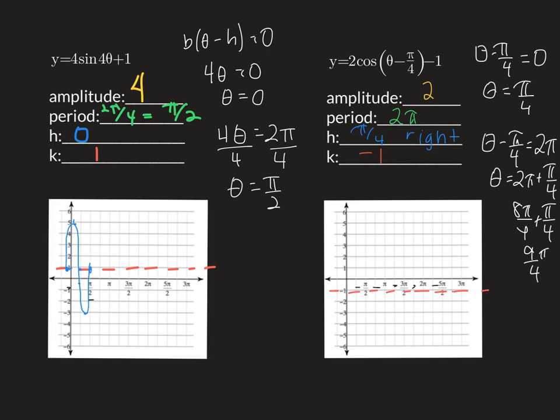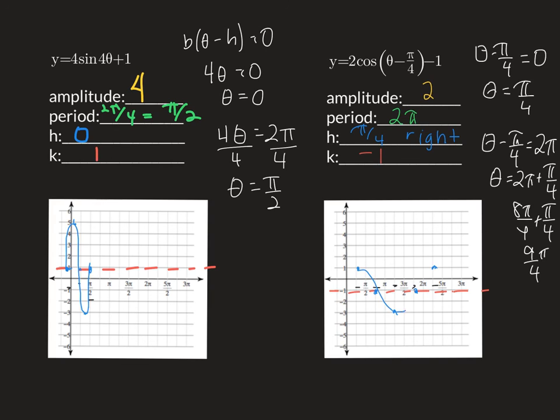Okay, well, this is a cosine function. And a cosine function starts high, goes high, middle, low, middle, high. And the high point is 2 above the midline. So high would be here. Middle would be the midline. Low would be 2 below the midline. Middle. High. And then I can sketch a graph.